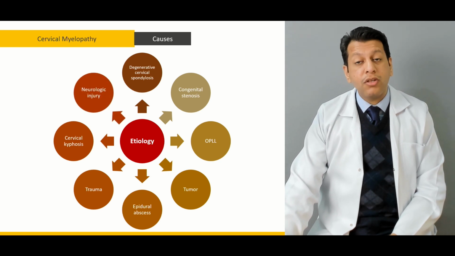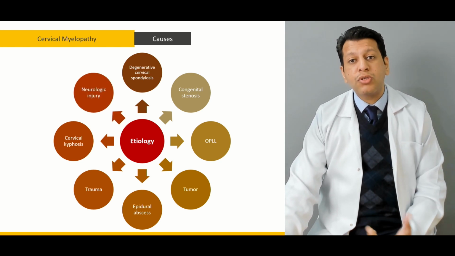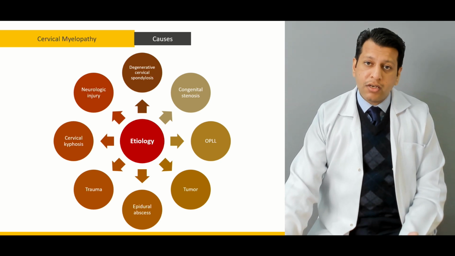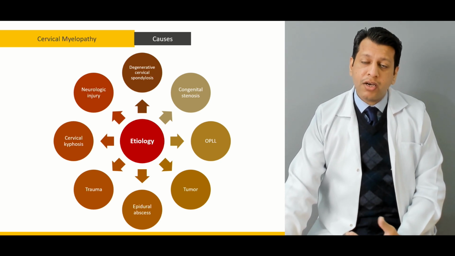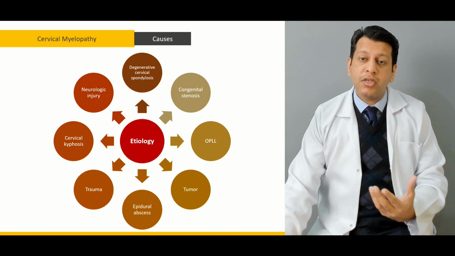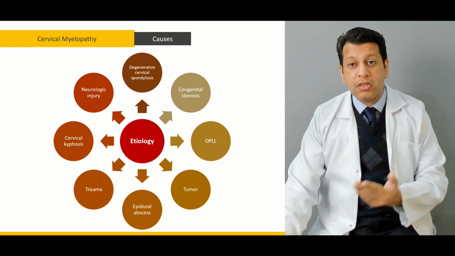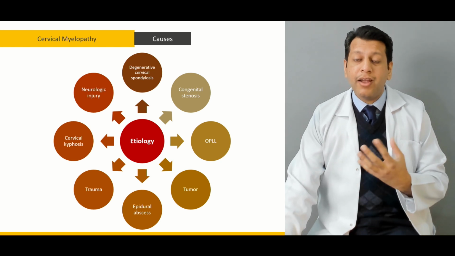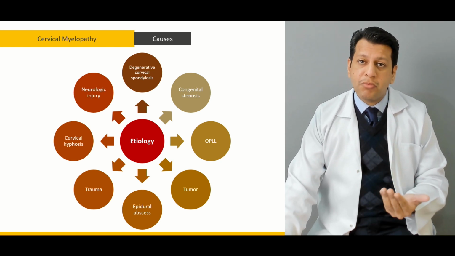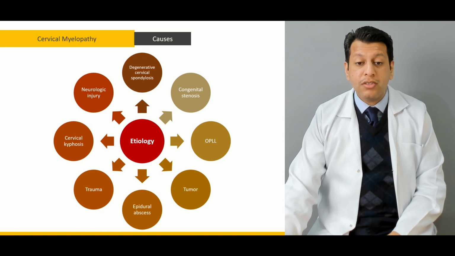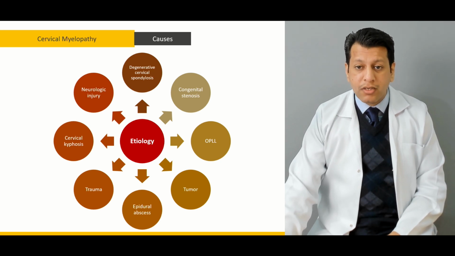The next is neurological injury. This is also associated with trauma. Sometimes the trauma causes only a bony injury or ligamentous injury, where the neurological injury may be spared. But sometimes there is a complete spinal cord injury, and when the cervical spine is injured, this may present with upper motor neuron lesions, leading to cervical myelopathic symptoms.